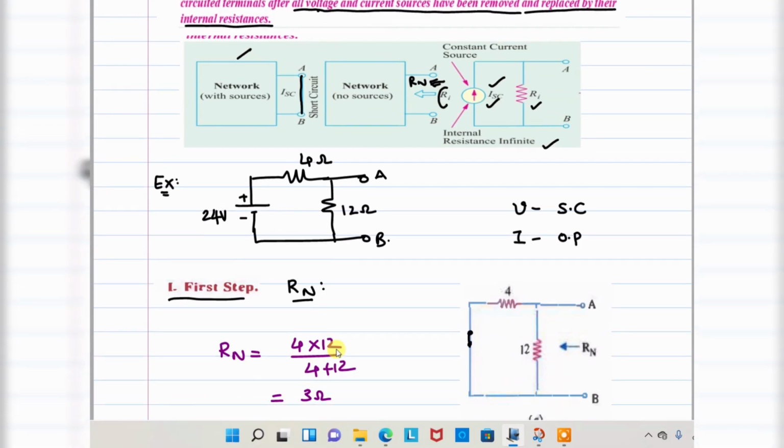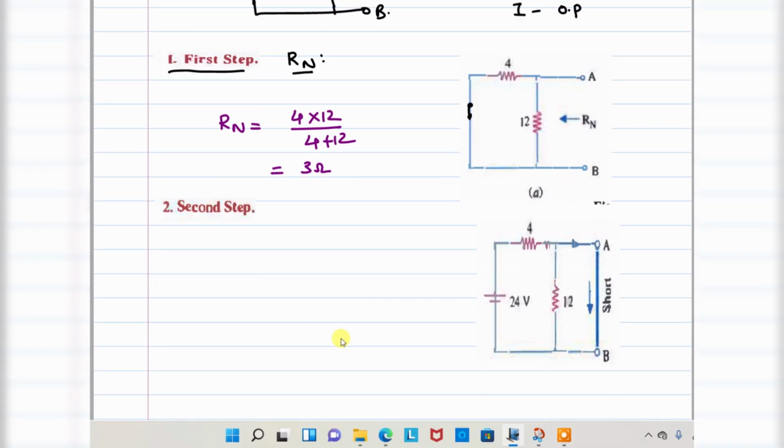Everyone got the idea about how to find RN. RN is the same as Thevenin's resistance, the procedure is the same. In case of the maximum power transfer theorem also, the same procedure is used to find the internal resistance. Source resistance is equal to load resistance in that case. Okay, clear? Next we are moving to step 2.